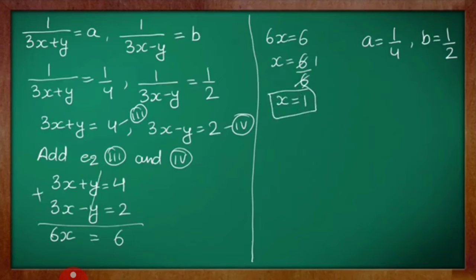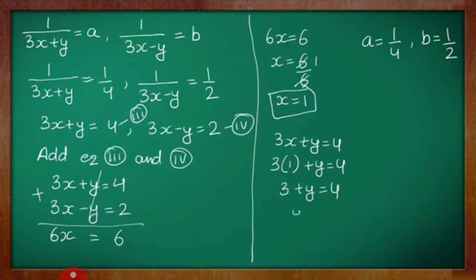Now substitute the value of x is equal to 1 in equation number 3. So equation 3 is 3x plus y is equal to 4. Instead of x put 1, so 3 plus y is equal to 4. So y is equal to 4 minus 3. So y will also be 1. Hence, this is the answer.